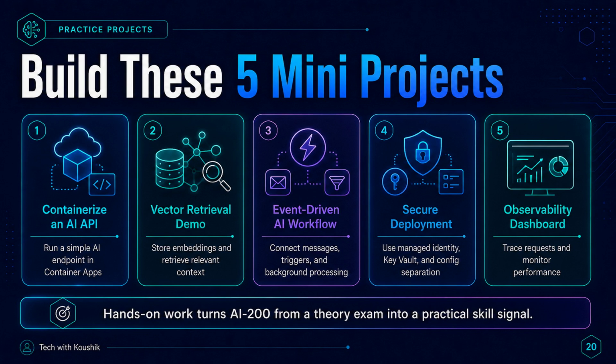Create a secure deployment. Use managed identity, key vault, and separate configuration. Project 5. Create an observability dashboard. Trace requests and monitor performance.